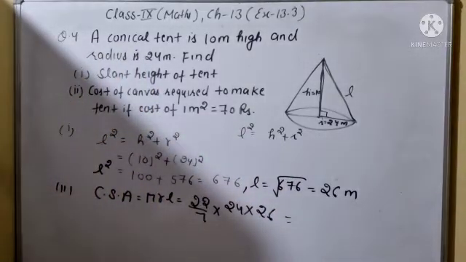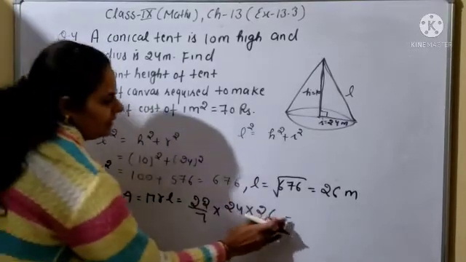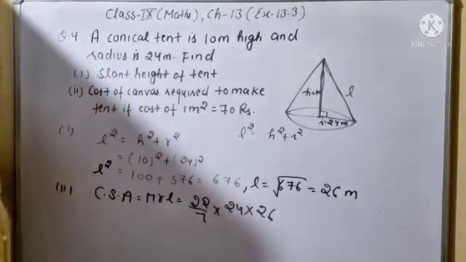Find out whether pi is given or not given in this question. Pi is not given. Okay, so you will put 22/7 the same. Now what will you do? This is the curved surface area. Okay, so we will leave it here only. This one will be the curved surface area.